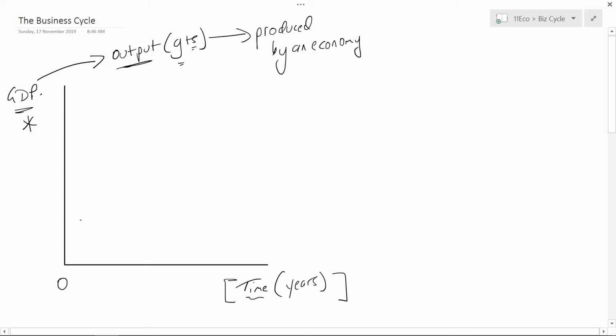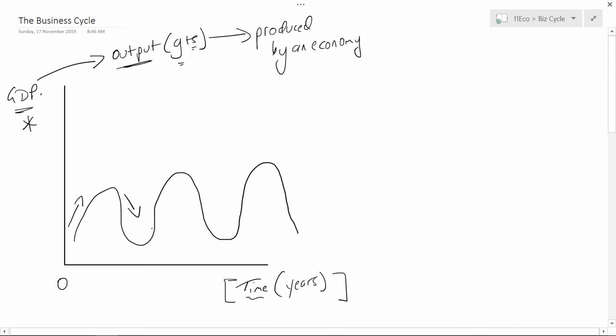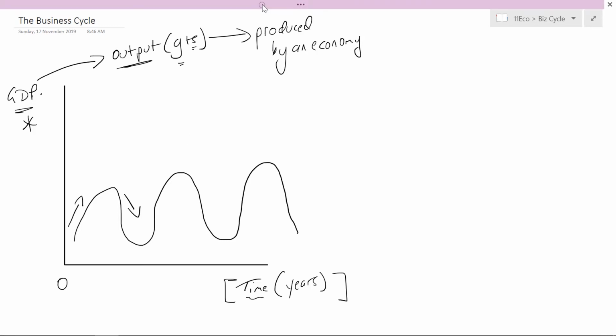So what we might sort of think about seeing, and this is our first version of the graph, is that growth will go up, it will come down, it will slow, it will go up, it will come down, it will slow. That this is the essential pattern of the business cycle, so that we've got GDP getting higher, GDP getting lower.